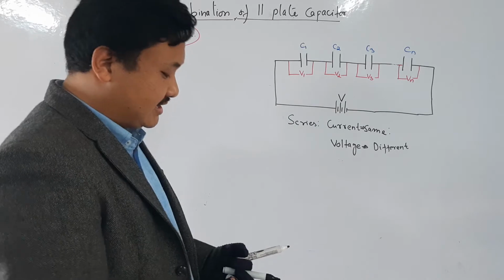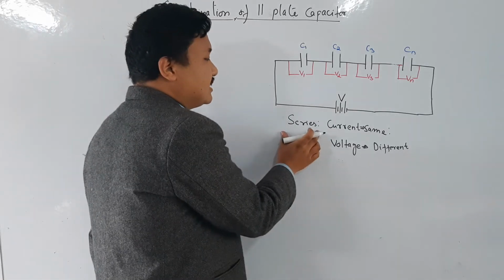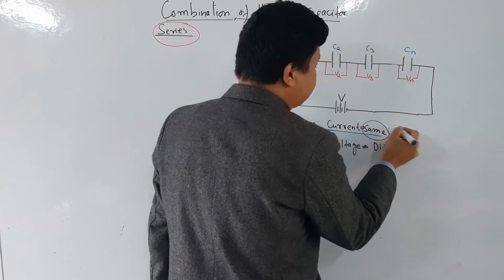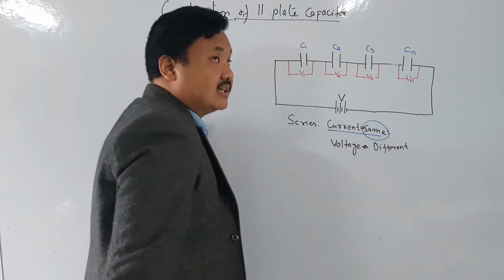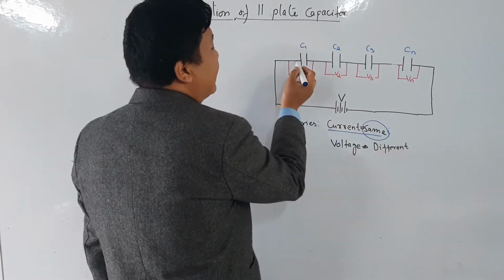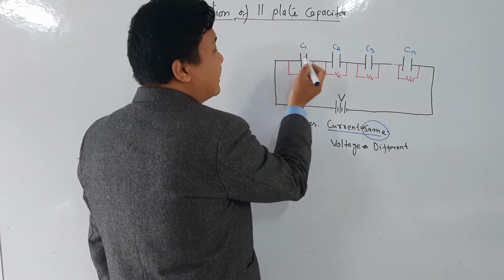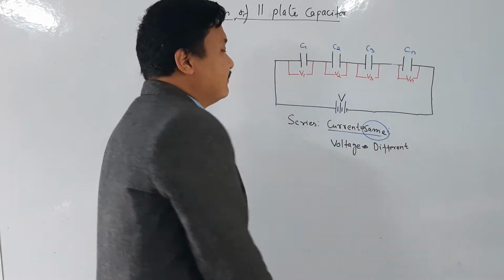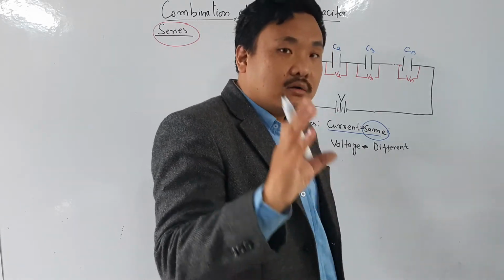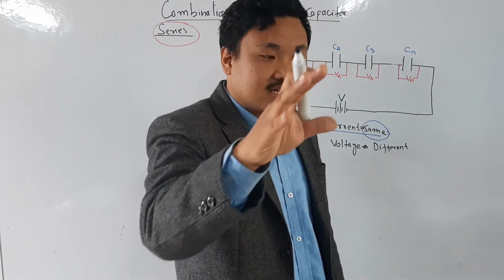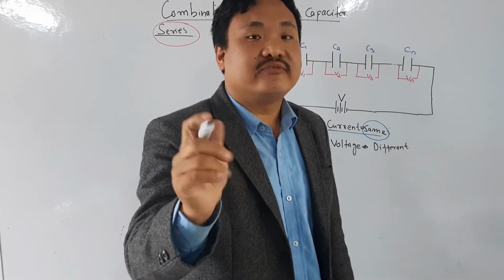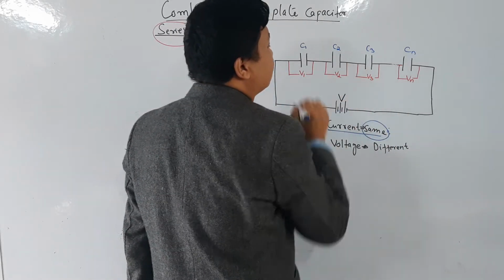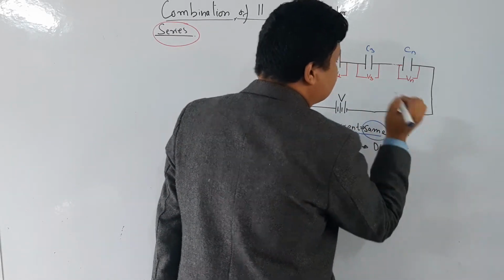Now you have studied in class 10 that in series combination the current remains the same. It means that if I have a current of 1 ampere here, it will also be 1 ampere here, and everywhere the current will be the same. How has this current come? Current has come from the flow of charge, isn't it? So everywhere the current is the same, that is, the charge is also the same.